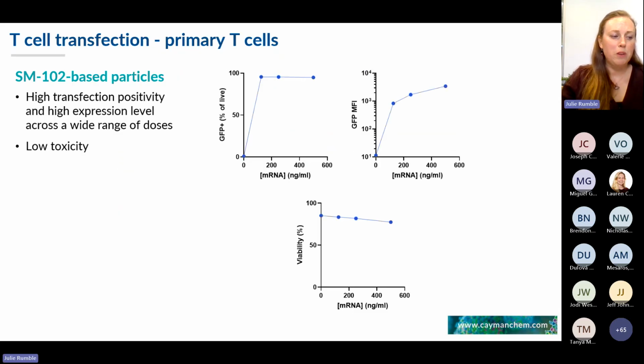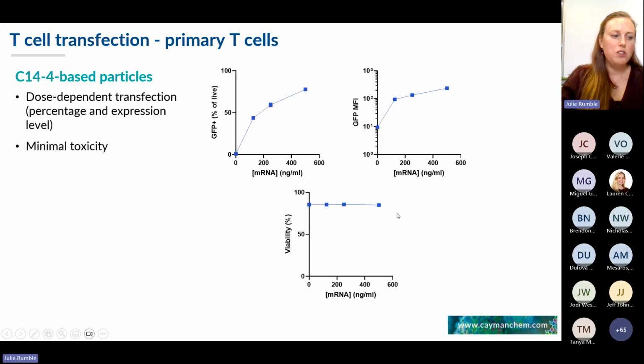We tested the dose responsiveness of SM-102 particles on T cells using this workflow and found that a broad range of doses resulted in transfection of nearly all of the cells, as well as an increasing level of expression with increasing dose. There was again a small impact on viability of the cells with increasing LNP dose, but the majority of the cells remained viable.